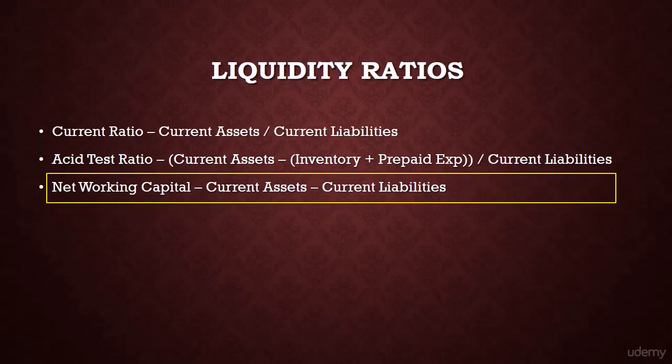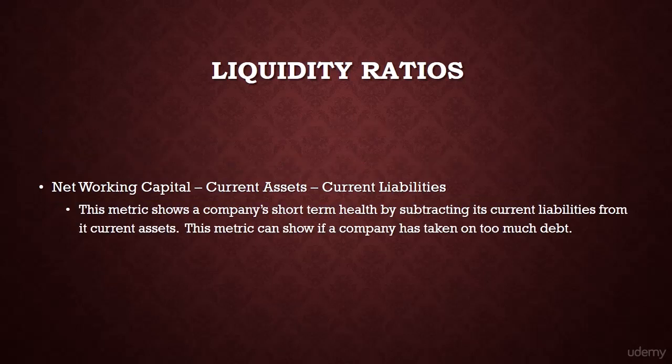And lastly, we have our net working capital, which is simply our current assets minus our current liabilities. And this metric shows the company's short-term health just by subtracting its liabilities from its assets. So you want to have obviously a positive number, and it'll give you a cash number of how many current assets you have left over after covering all of your current liabilities. And now let me take you to the Excel worksheet to show you how to do these formulas.